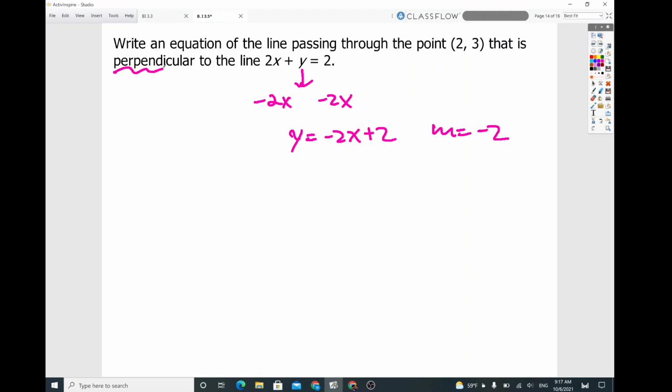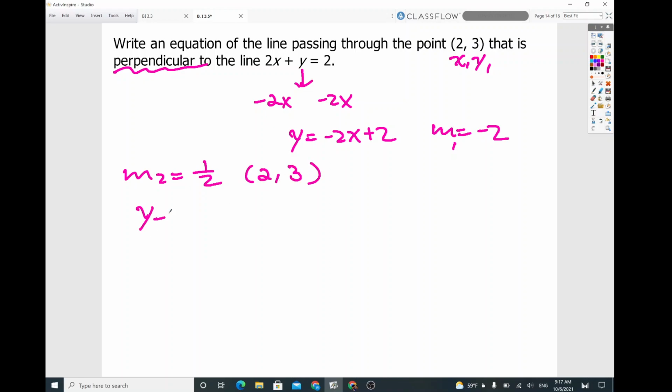So keyword perpendicular. We do have a given point, x1, y1. So again, anytime that two lines are perpendicular, that means the slope has to be the negative reciprocal. So if m1 is negative 2, that means m2 must be positive 1/2, with the given point 2, 3.